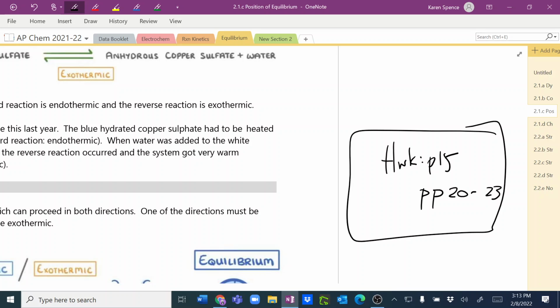How do you write the equation like this if there's heat right there? Still goes right there. Because the reverse reaction is endothermic and the forward reaction is exothermic. So the heat term is always over here because this is absorbing heat and this is releasing.